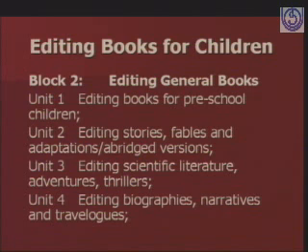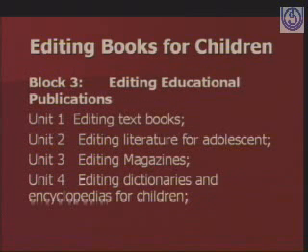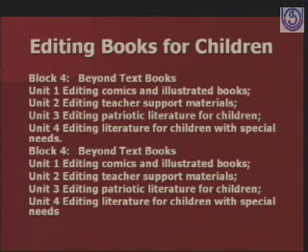The next block is block 2, editing general books for children: editing books for preschool children, editing stories, fables and adaptations, abridged versions. Unit 3 is editing scientific literature, adventures, thrillers. Unit 4 is editing biographies, narratives and travelogues. Under block 3, we have editing educational publications, editing textbooks, editing literature for the adolescent, editing magazines, editing dictionaries and encyclopedias for children. And block 4, beyond textbooks: editing comics and illustrated books, editing teacher support materials, editing patriotic literature for children, editing literature for children with special needs.